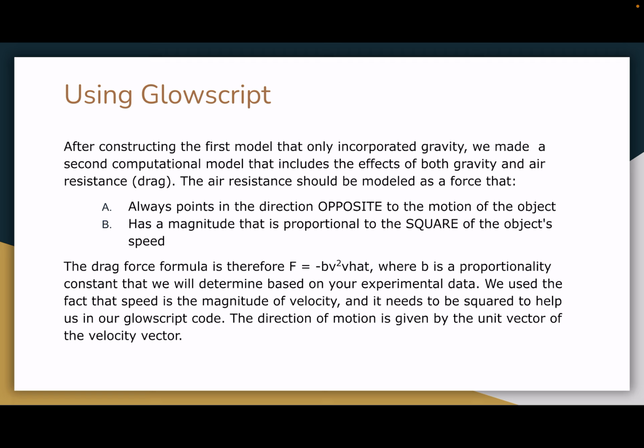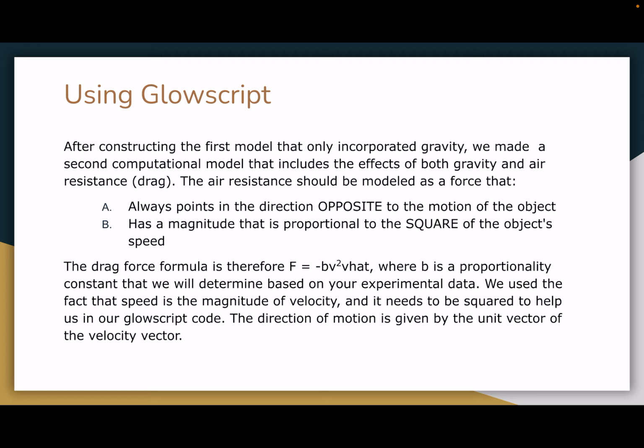After constructing the first model that only had gravity, we made a second model that includes the effect of both gravity and air resistance, or drag. The air resistance should be modeled as a force that always points in the opposite direction of the motion of the object and has a magnitude proportional to the square of the object's speed. The drag force formula is therefore F_drag = -b v² v-hat, where b is a proportionality constant that we will determine using our experimental data.